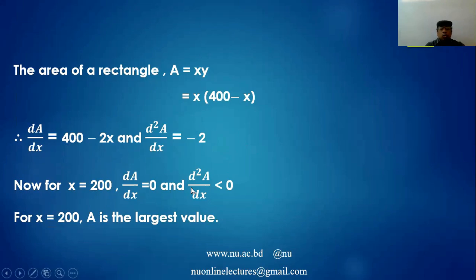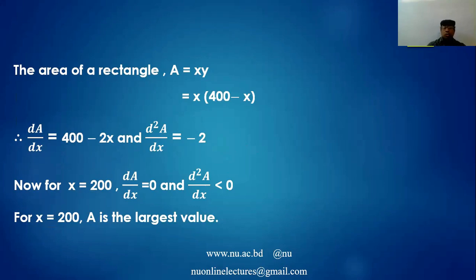And as we know, the second derivative is minus 2, it should be d square A by dx square. It is less than 0, as it is minus 2. So we can easily say that when x equal to 200, the area should be the largest. So A is the largest value.